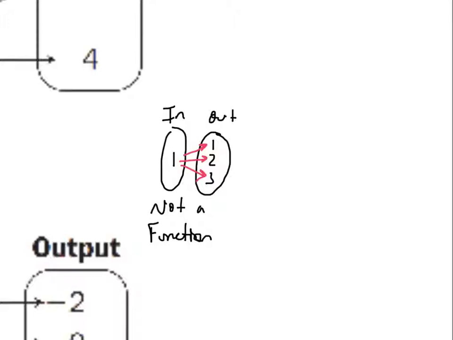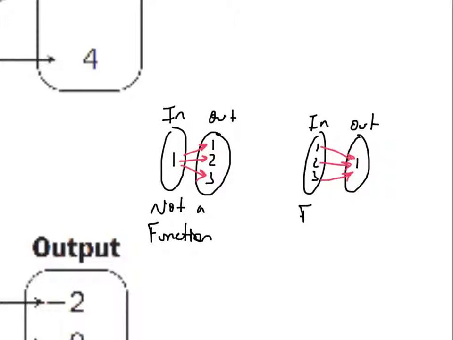All right, well, let's do the same thing, but flip it around. If 1 goes to 1, 2 goes to 1, and 3 goes to 1, function or not a function? This one is a function. Questions?